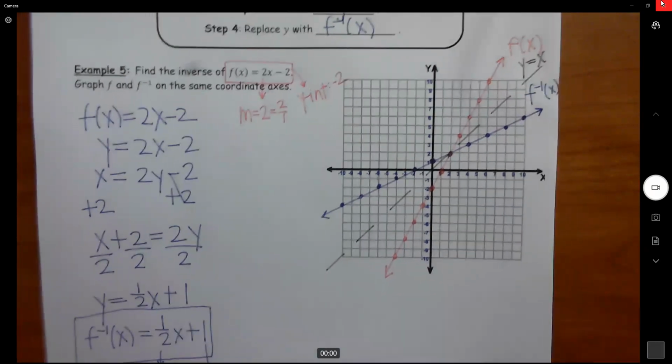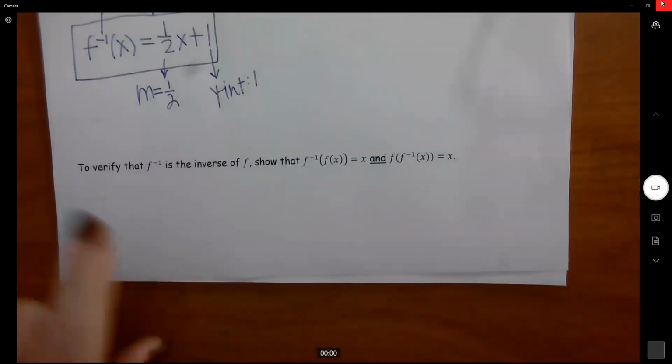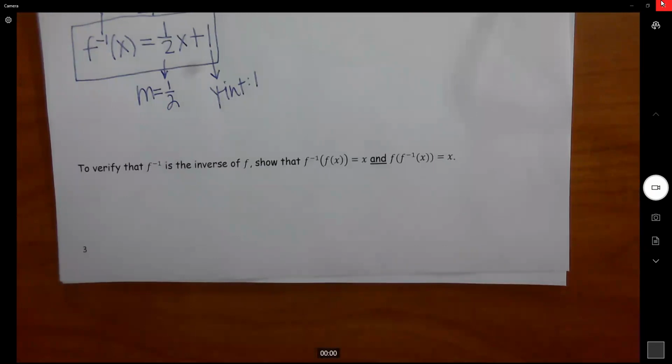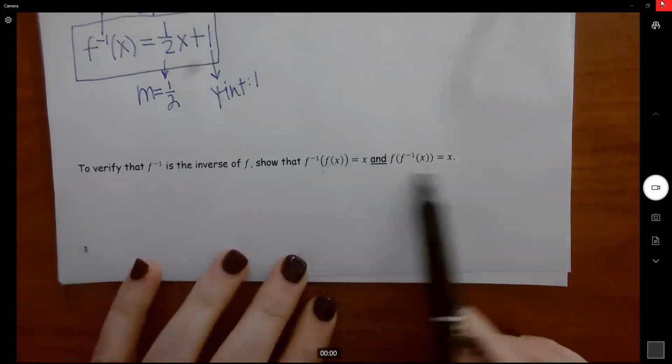Now, one thing we're going to have to do is be able to verify that my inverse is the inverse of f. And the way we do that is by using some composition.